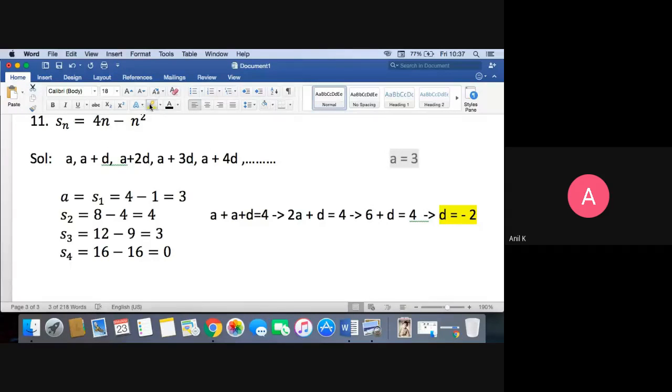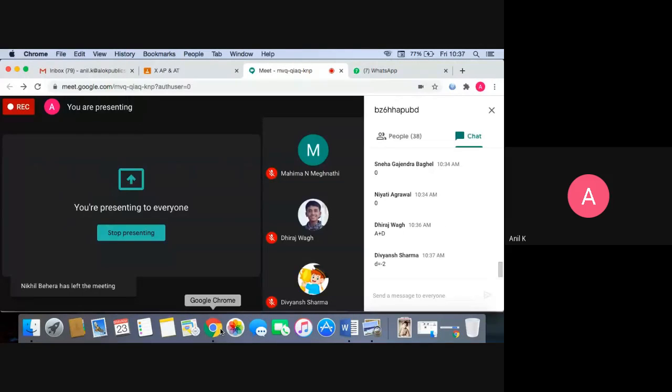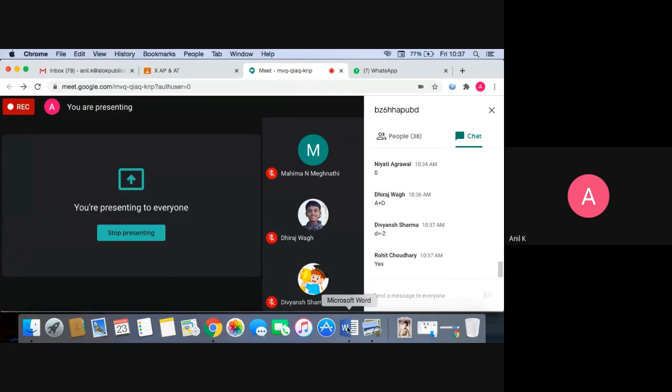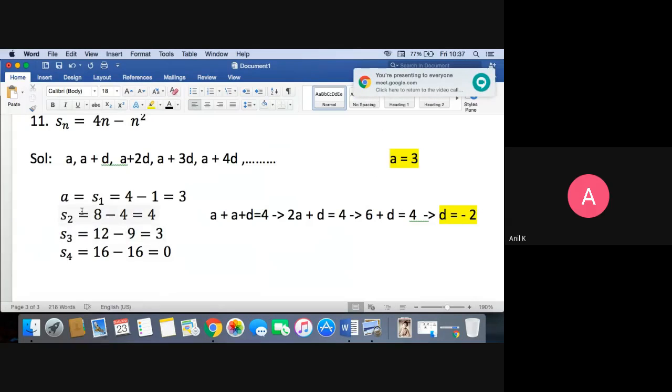Is this clear for everyone, or do you want one more time explanation? Okay, it's clear. So generally what students do wrong is they subtract S2 minus S1 and say that they get the D value. No, by subtracting S2 minus S1 you will not get the D value, you will get the second term of an AP. Okay, now you know A value, you know D value: A is 3, D is minus 2.